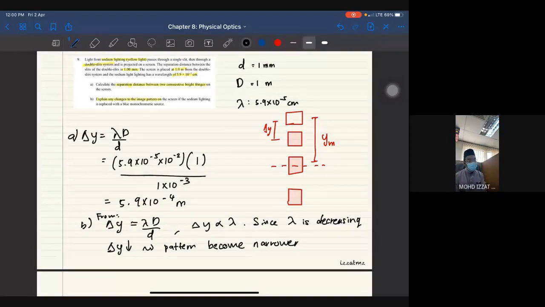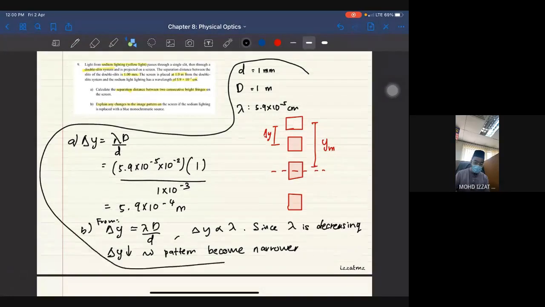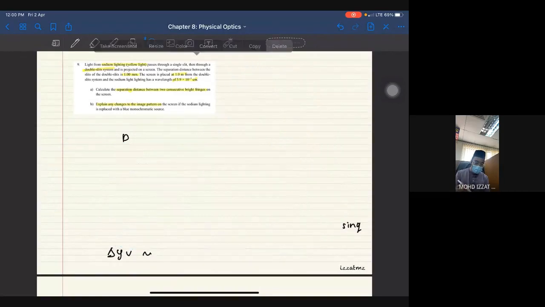Okay, kita cuba bincang satu untuk yang double slit. Okay, so let's say ini soalan dalam tutorial question number 9. Okay, so padang semua benda so that kita boleh buat bersama-sama. Okay, baca soalan dia betul.